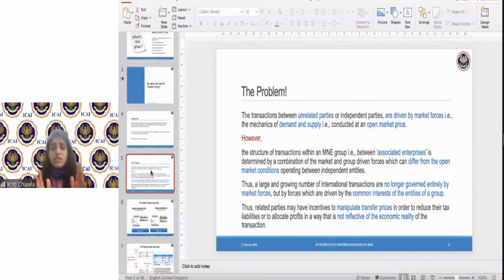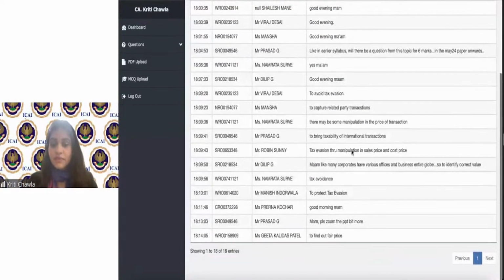So what I'm trying to show is that when unrelated parties, or independent parties, or some random parties in the market transact, they transact at open market price. But when related parties transact, they do not generally transact at open market price. They transact at a price which is at their whims and fancies, the price that they want to transact at. And why do they do that? So as to minimize their tax liability, or to pay less tax in a particular nation. This is the problem that we'll discuss using this particular case study going forward.